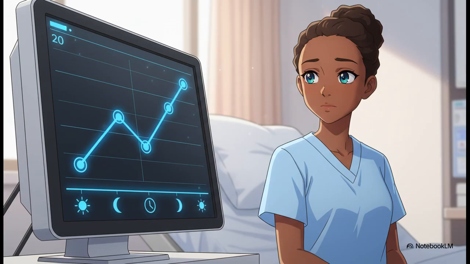Now, if you want to tell a story about change over time, there is no better tool than a line graph. It's the classic. By connecting those data points, you can powerfully show a trend unfolding. Think about tracking a patient's vital signs over several hours. A line graph makes that change instantly clear.